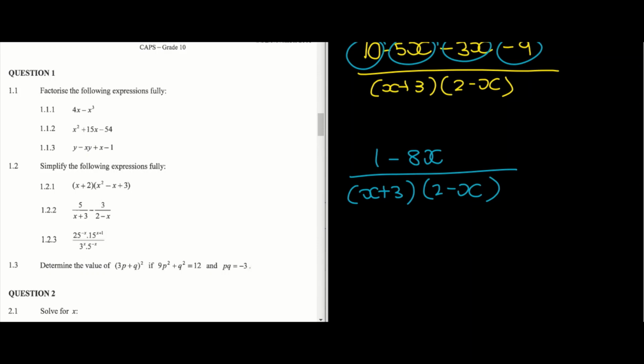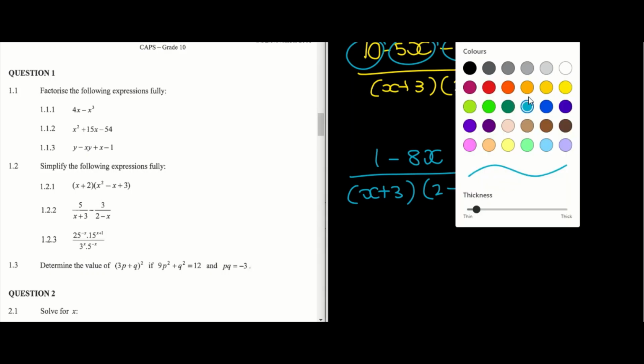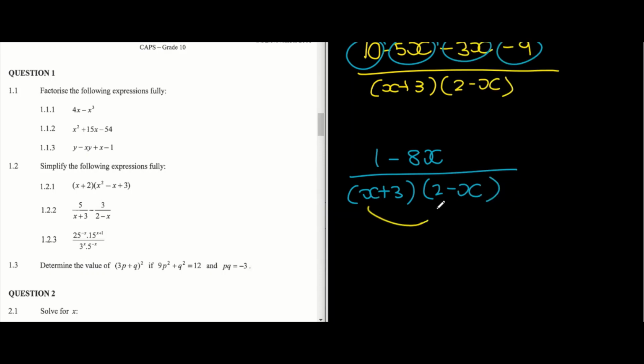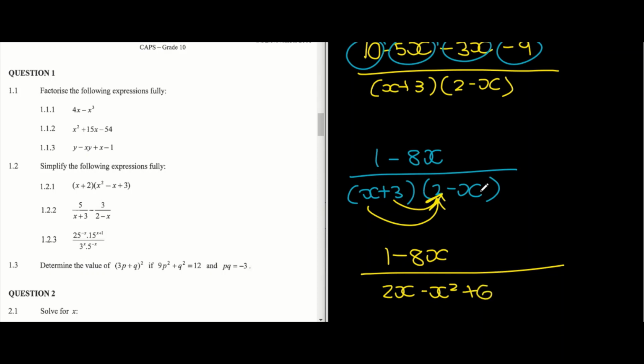The only other step we could take then to finally finish it off is we could then say, let's multiply out the bottom expressions again. So if we just multiply those out, we're going to go x times 2. Okay, so let's just write the top again. 1 minus 8x. At the bottom, x times 2 is 2x. X times negative x is negative x squared. 3 times 2 is 6. And 3 times negative x is negative 3x.